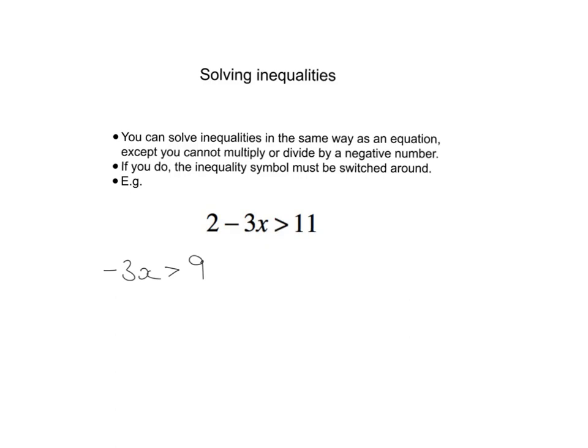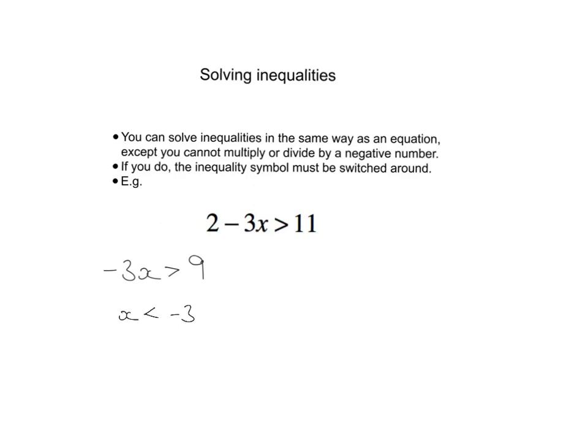Now what do I do to both sides? I want to get the x by itself, so I need to divide both sides by minus 3. Now if I do that, I'm left with x by itself, and 9 divided by minus 3 is minus 3. But I've just divided by a negative number. I've divided by negative 3, which means that I have to switch the inequality around. So the symbol that I had before, the greater than symbol, needs to switch to being a less than symbol.